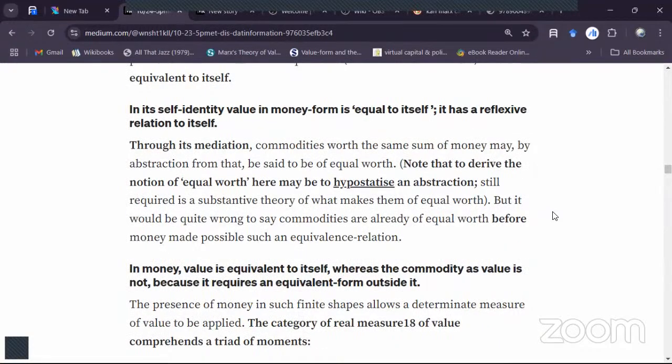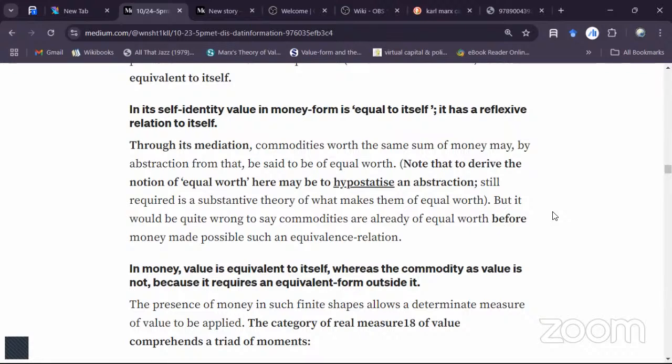In money, value is equivalent to itself, whereas the commodity as value is not, because it requires an equivalent form outside it. So we went through all of this arm waving to show that there is an essence and appearance difference in value problems related to money. The presence of money in such finite shapes allows a determinate measure of value to be applied.